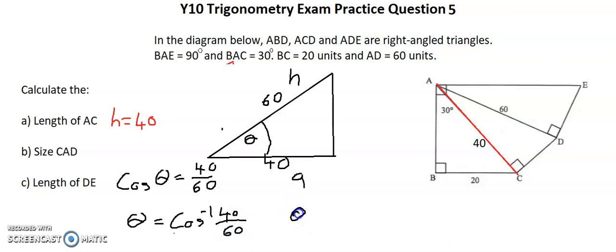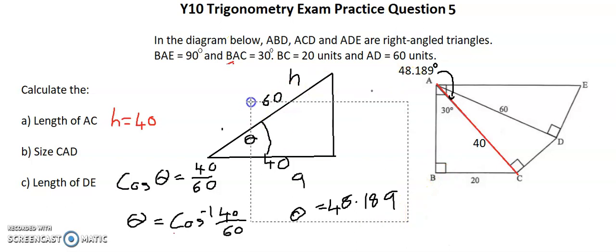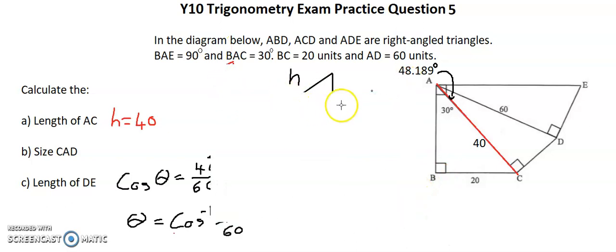Now this gives me the angle, if I put this into my calculator, of 48.189. So now I've got this angle right here that I'll just put up here of 48.189. And that is degrees. Just so we don't get confused, I'm just going to draw an arrow over to that area. So we've got the second question now. Now we need to move on to the third.